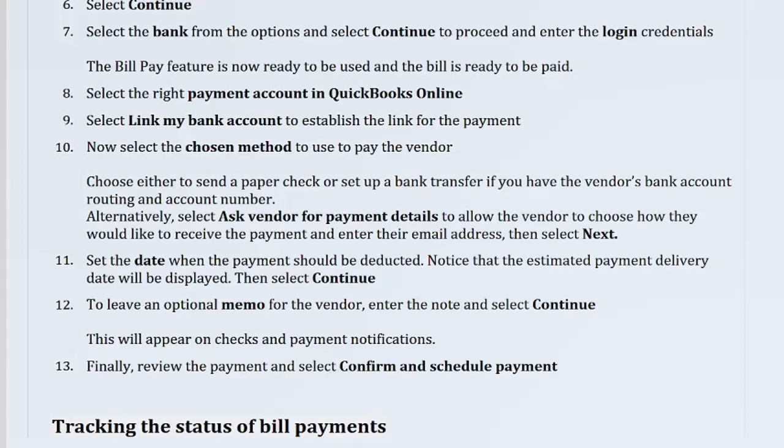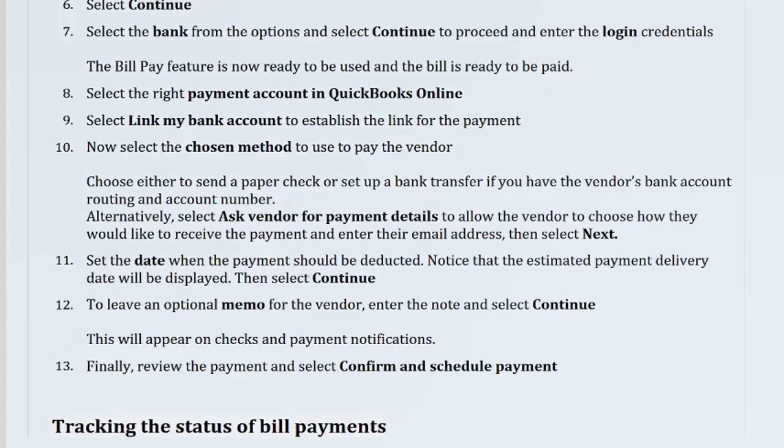Now select the chosen method to use to pay the vendor. Choose either to send a paper check or set up a bank transfer if you have the vendor's bank account routing and account number. Alternatively, select Ask Vendor for payment details to allow the vendor to choose how they would like to receive the payment and enter their email address, then select Next.